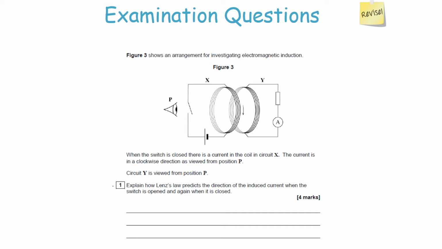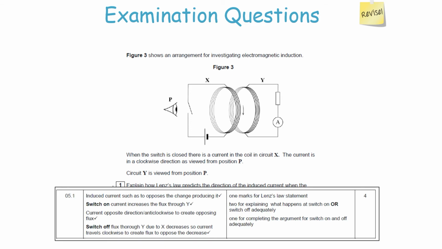Right. So, what do we know? Well, we know from Lenz's law straight away that the induced current must be in the opposite direction to the change that causes it. So, the important thing to note is that when you switch on the circuit, the current increases the flux through Y. So, therefore, the current will be in the opposite direction to this to create an opposing flux. But when you switch off, the flux through Y due to X decreases.